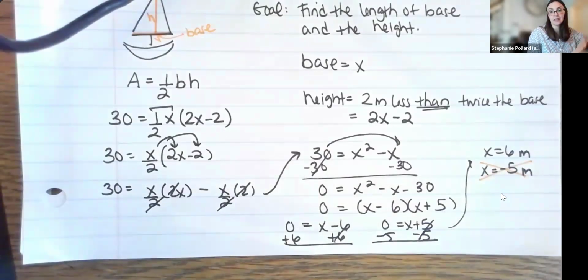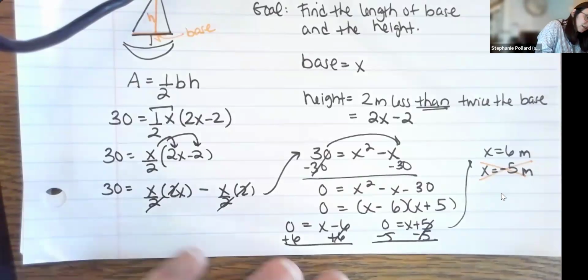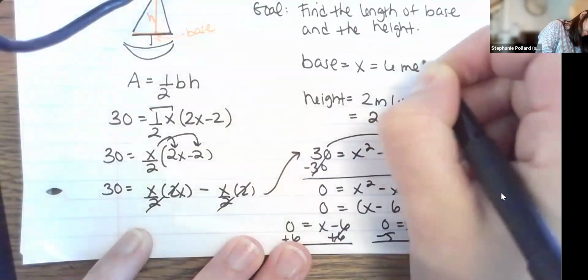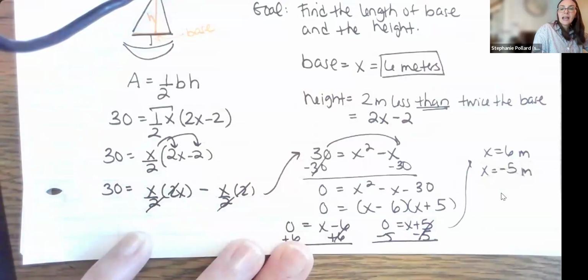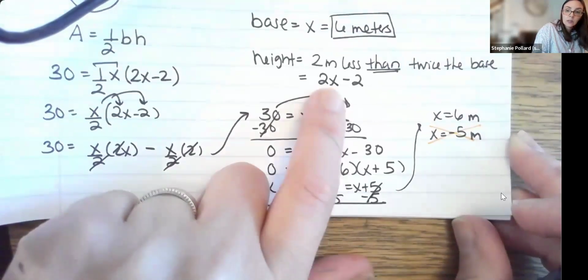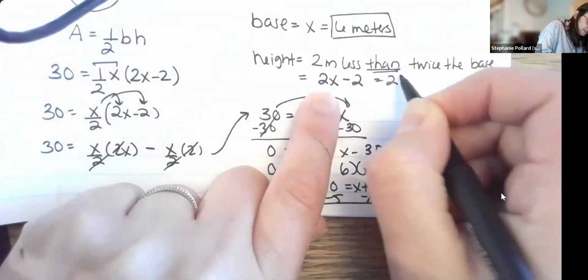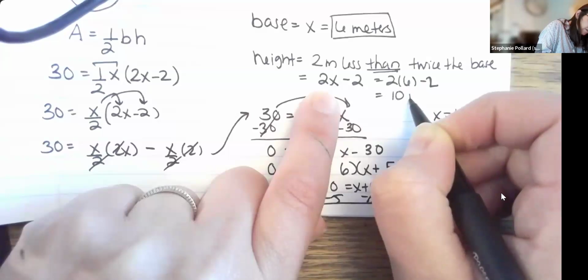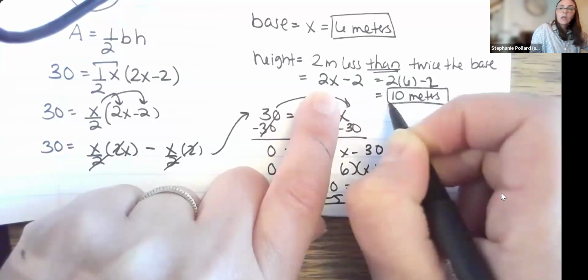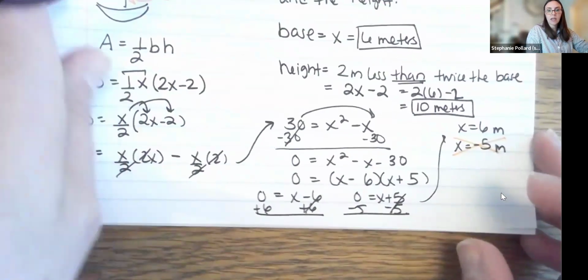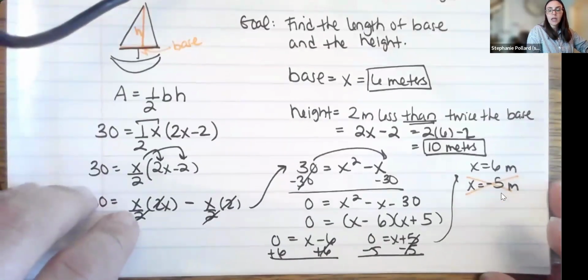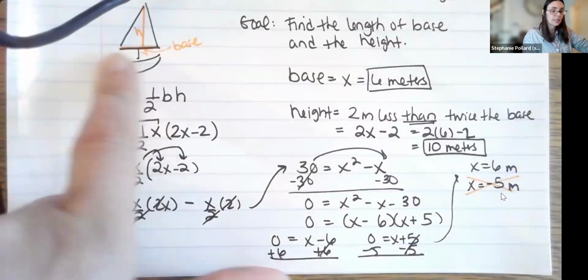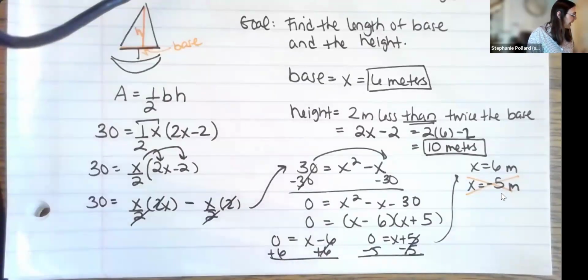It has to be 6. That's the answer I'm looking for. So the base is going to be 6 meters. And then to find the height, what I'll do is plug that 6 back into my original setup. So 2 times 6 minus 2 gives me 12 minus 2, which is 10. So for this particular triangle, our base, that bottom there, is going to be 6 meters, and our height is going to be 10 meters in this case. So that is the only viable answer. We have to throw the negative out here.